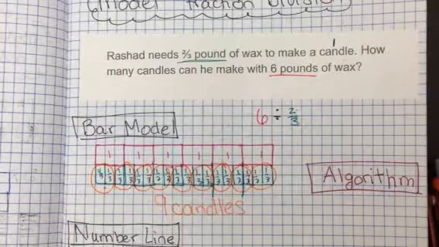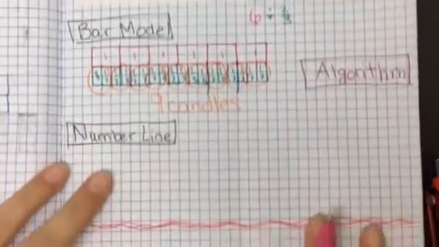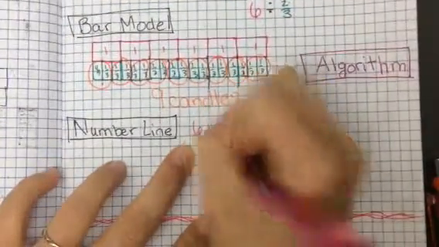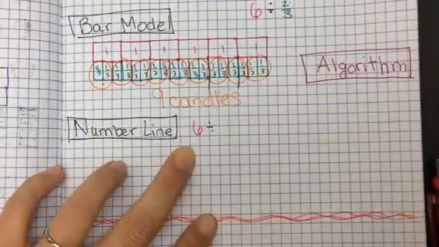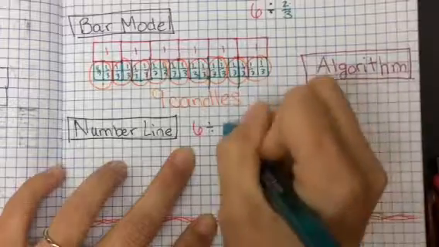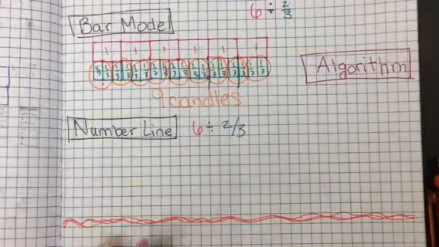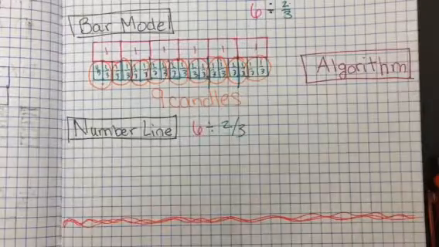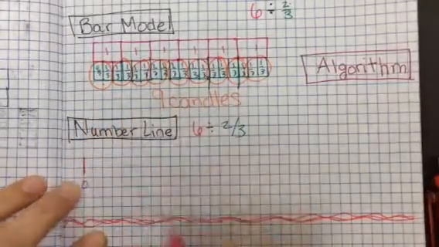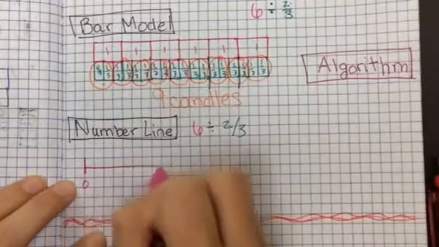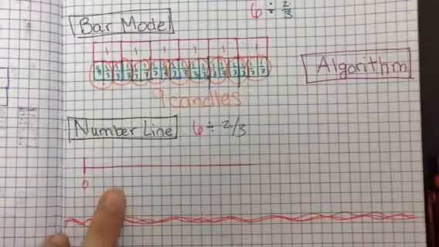Now, let's go ahead and look at how we would do this with a number line. So my problem is still the same. I still start with 6 pounds, and I'm going to divide it into 2/3 pieces. But I'm going to do a number line instead, so we can visualize this in a different way. So I'm going to start with 0 all the way over here, and I draw my number line all the way out until I get to 6.